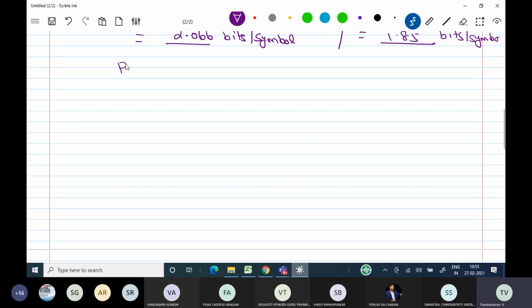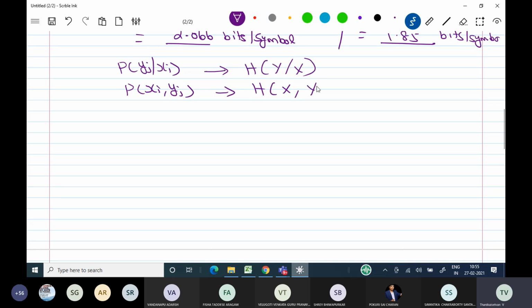We can calculate probability of yj given xi. If we are able to calculate that, we can go for H of Y by X, the conditional entropy. Then we have probability of xi comma yj, so we are able to calculate H of X comma Y. Now I am going to use this formula.